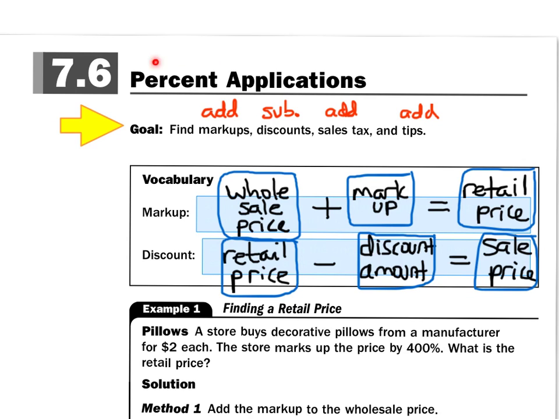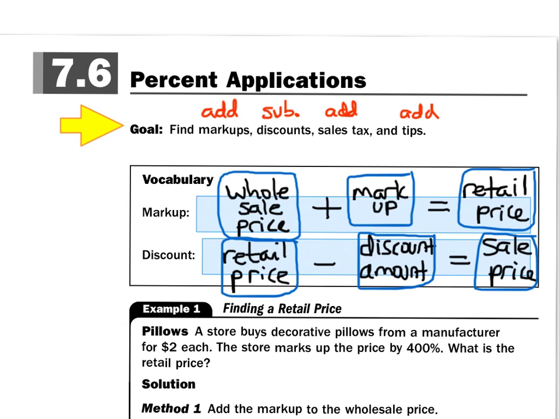Hello, you guys. Let's talk about percent applications. We're going to talk about markups, which just like the word up means we're going to add something. Discounts, like when something goes on sale, we're going to subtract. Sales tax, yeah, unfortunately with tax, they add it to the cost. And tips, when we tip somebody, that adds to our cost.